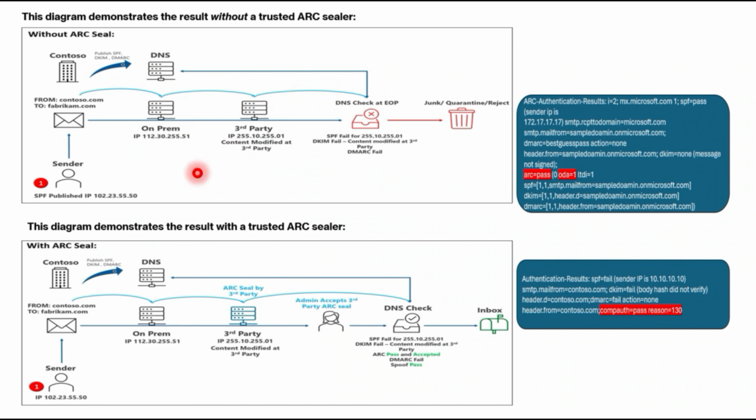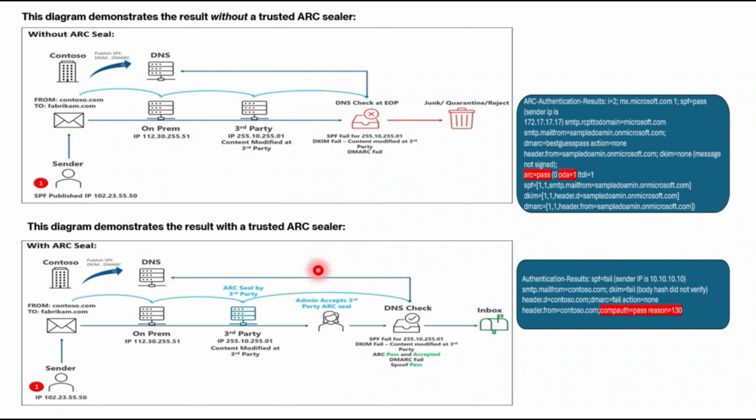So in the first case, you see that the email was sent from the sender here and routed through on-premise and third-party environments. At the EOP level you notice that SPF failed because it was not the intended IP the email was sent from, and the content was modified at the third party, so it failed DKIM. Now, because both SPF and DKIM failed, DMARC also failed in this particular case, and the email went to junk, quarantine, or was rejected based on the action.